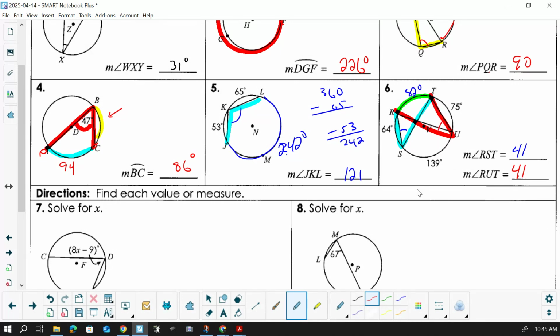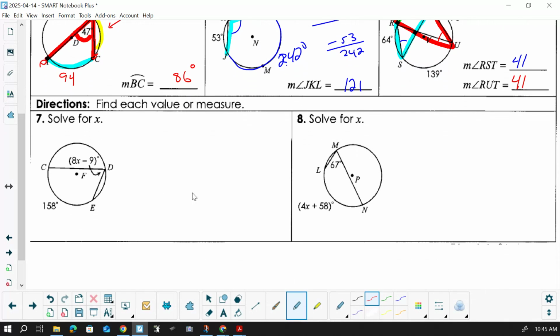This angle is 41. Number 7. Okay, so let's write these two things down. I've got 158, and I've got 8x minus 9. They're not equal to each other. This angle is half the size of this, so I would need 2 of the angles to equal the arc. That's how we set that up.